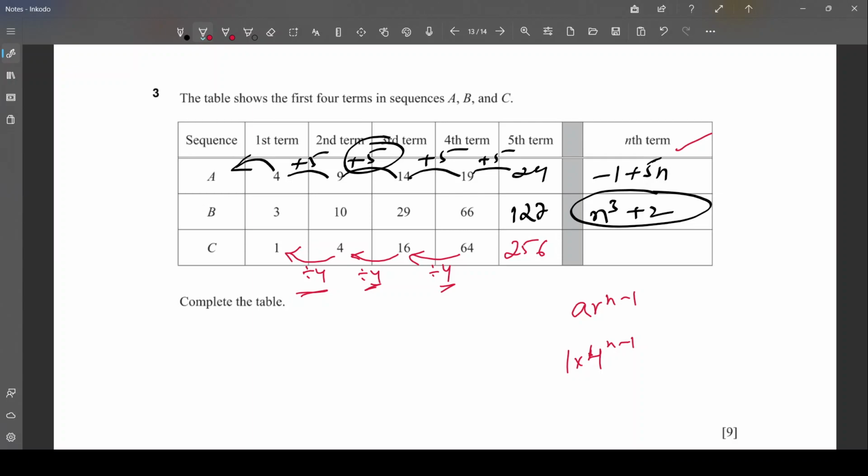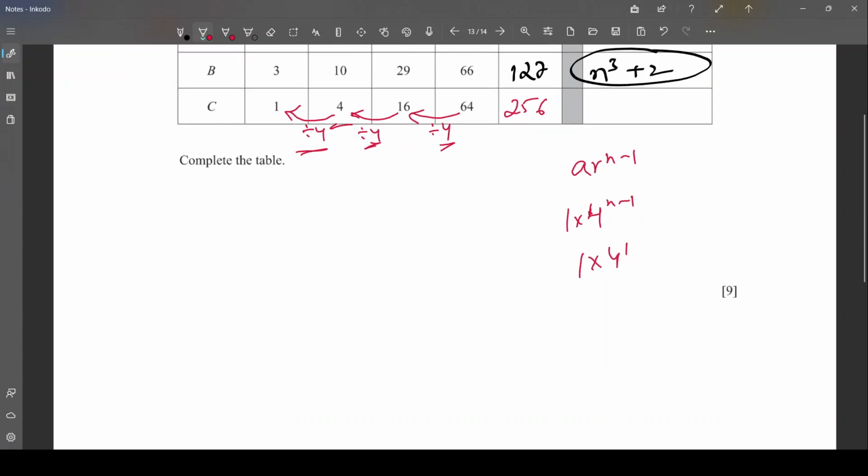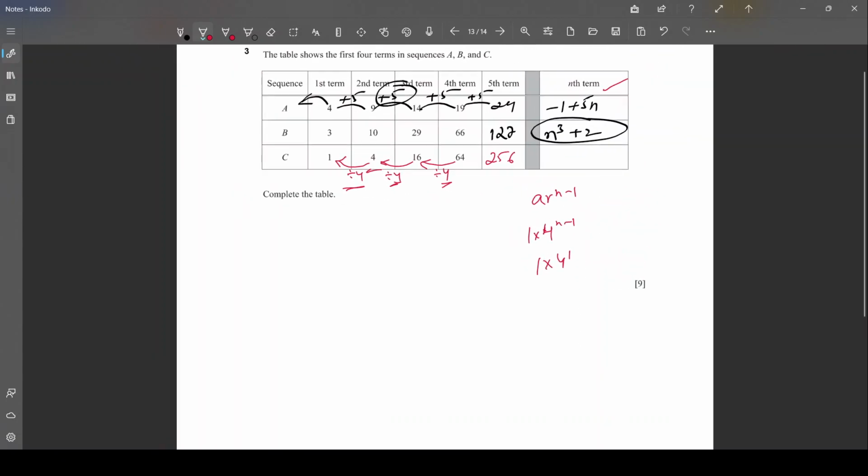You can also verify by just putting the value of n as 2 or 1 or 3 or whatever, I should get the answer. So 1 into 4 raised to power, let's say n is 2, so 2 minus 1 is 1, so the second term is 4. Yeah, it's correct. So the nth term is, I don't have to write 1, because 1 multiplied by any number is itself, so I'll write 4 raised to n minus 1. I got it from ar^(n-1). You have to keep this in mind.